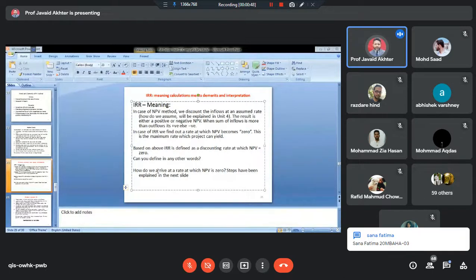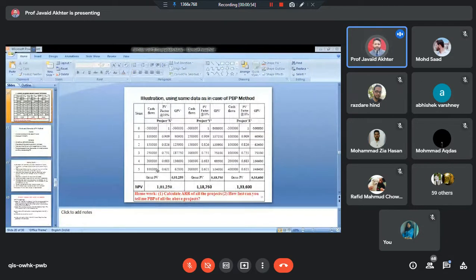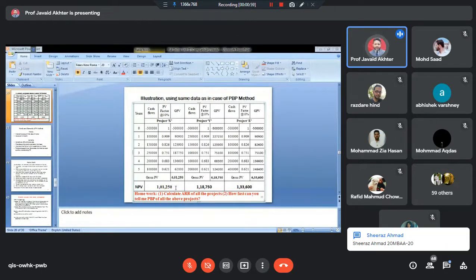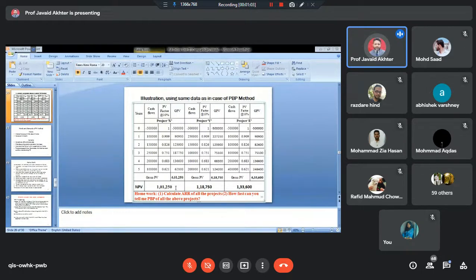Let me repeat the question. You have worked out NPV. Let me take you to this slide. Just concentrate on X only. Your NPV is positive by 1,01,250. You want to reduce it to 0 or you want to make it negative. What would you do? Under what condition will this be negative?